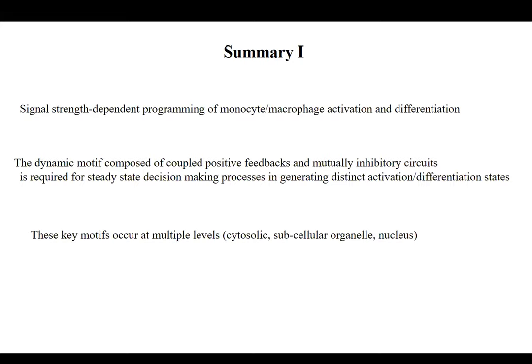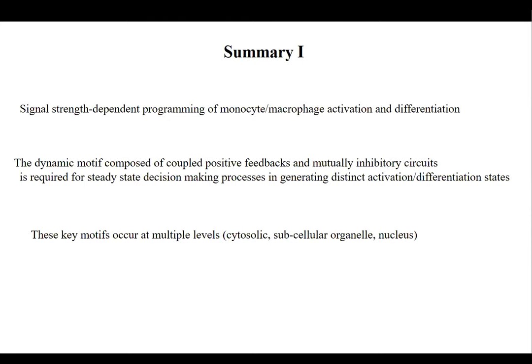It can happen in the cytosol, at the subcellular organelle levels, in the nucleus. For example, there are clear signals involved in suppressors or activators that remodel the chromatin. People call it epigenetic remodeling. But if we summarize them in terms of the motif, we can clearly see this mutually competitive motif happening at multiple levels. And our lab is trying to understand these competitions at multiple levels that drive the differentiation and activation of monocytes.